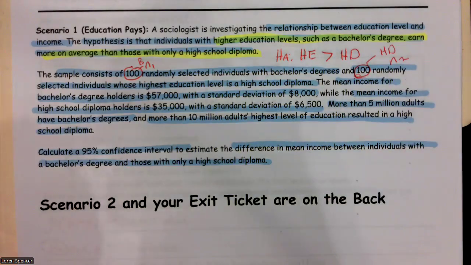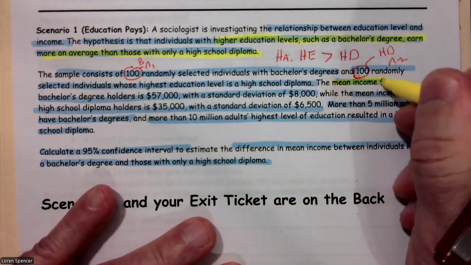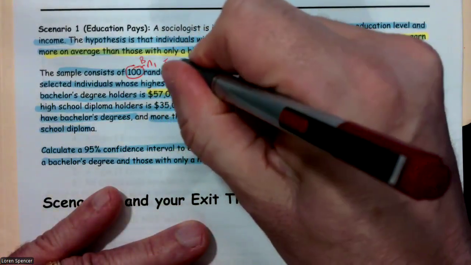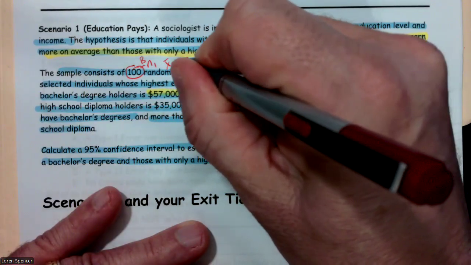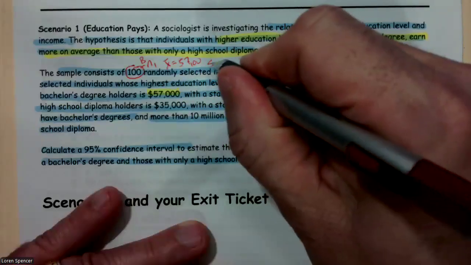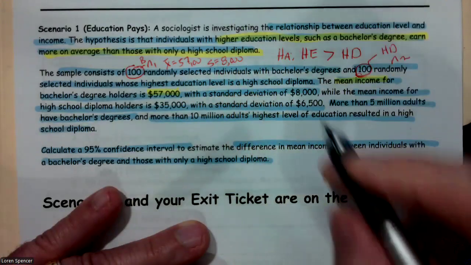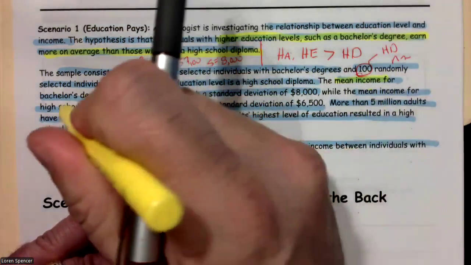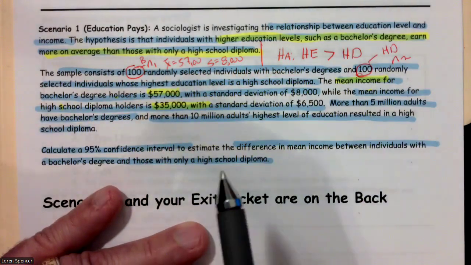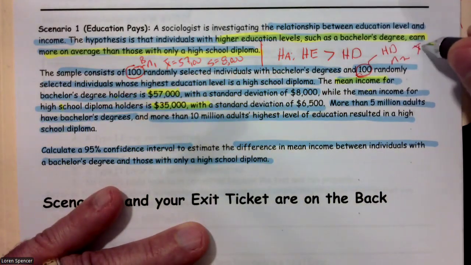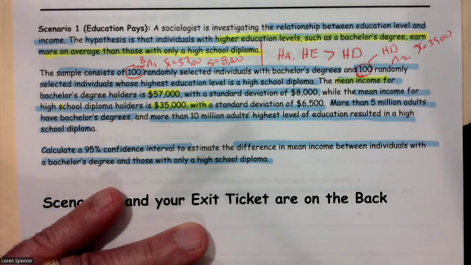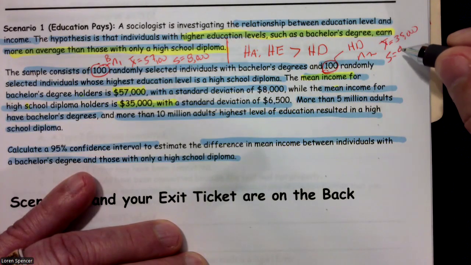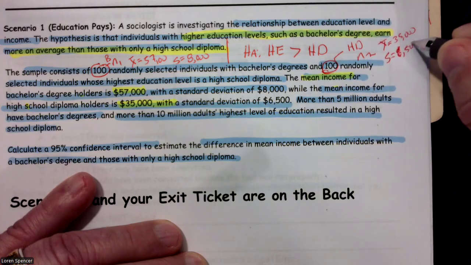The mean income for the bachelor's degree is 57,000. So X bar for the bachelor is 57,000 with a standard deviation of 8. And that comes from the sample, so this lets me know it's a two sample T. While the mean income for the high school diplomas is 35,000, so that's X bar over here is 35,000 with a standard deviation of 6,500.